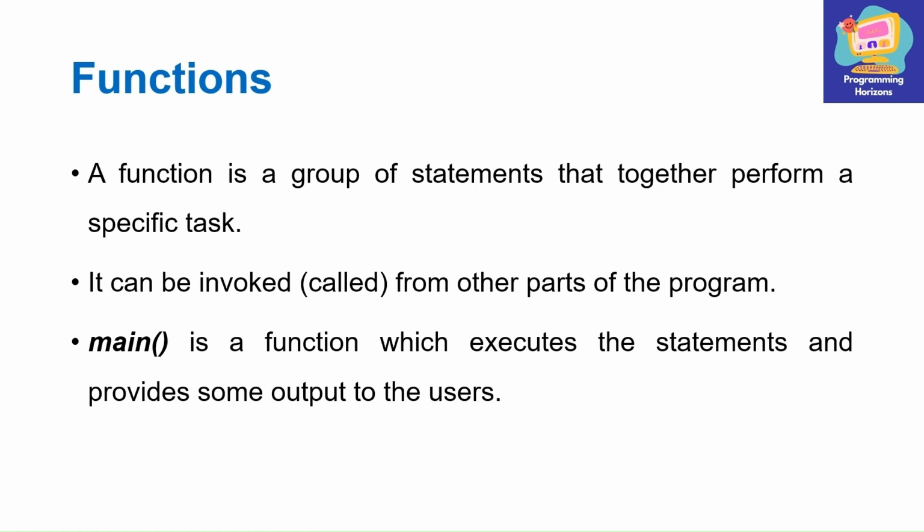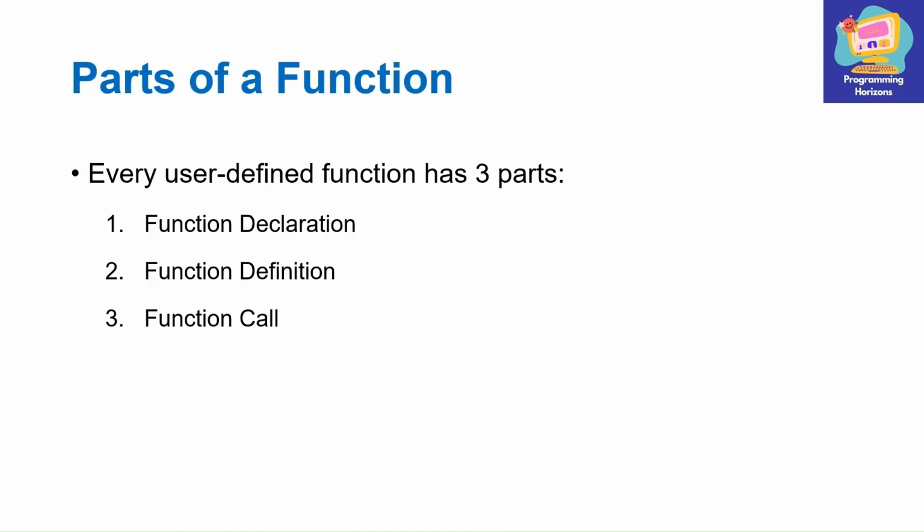In fact, the main function which we have been working with throughout all our programs is also a function which executes the statements written by the user and provides some output to the users. In C++, every user-defined function has three main parts. These are called function declaration, function definition, and function call statement.